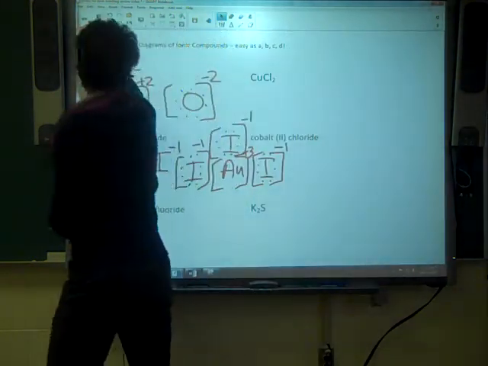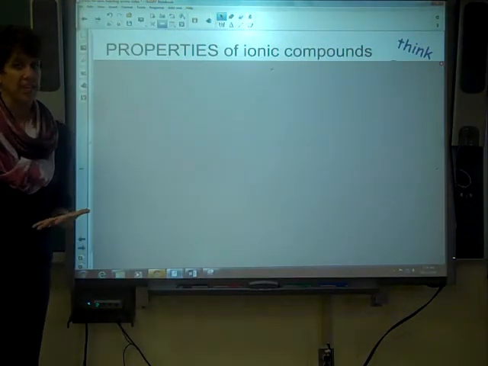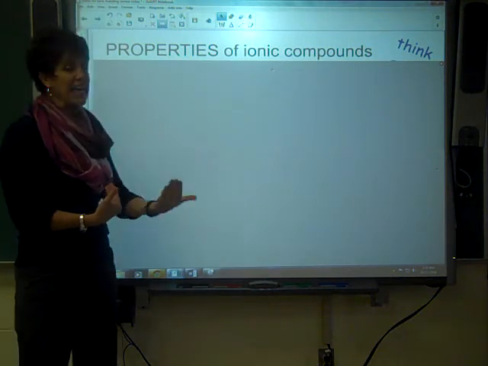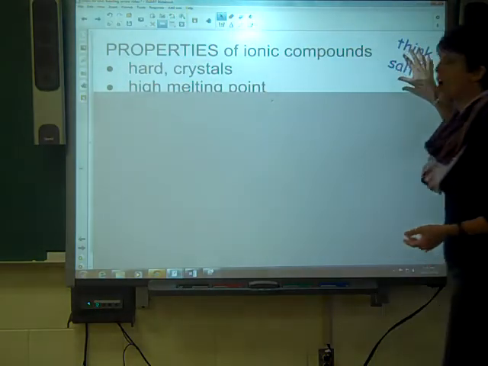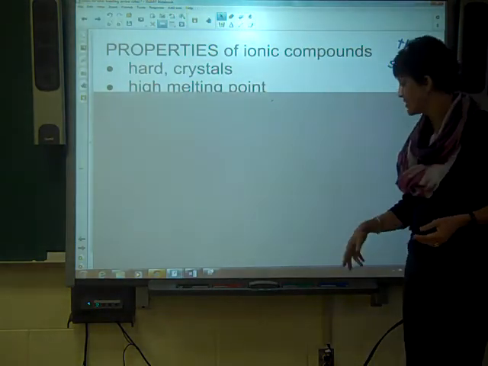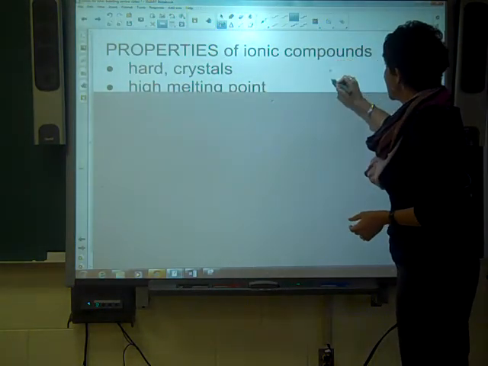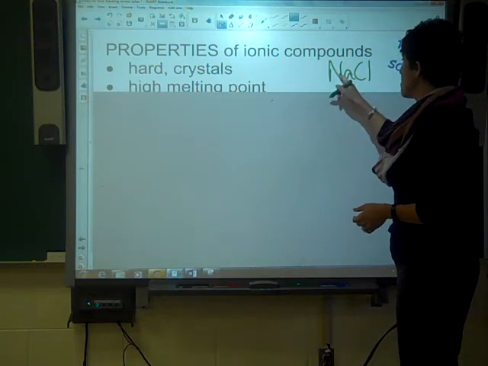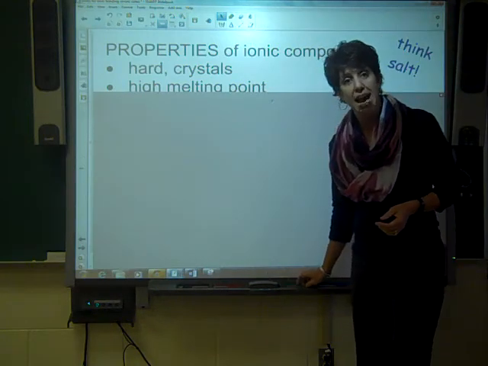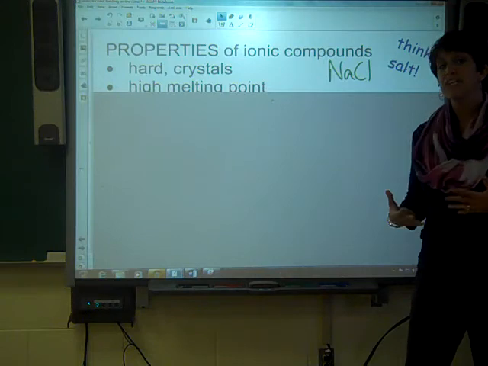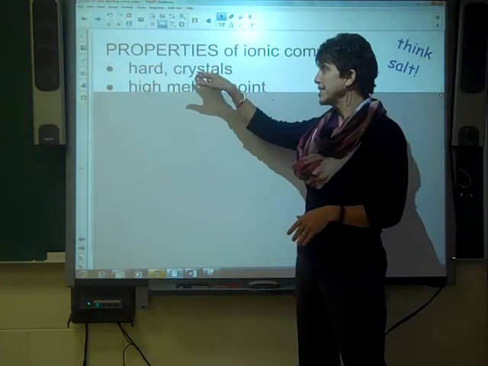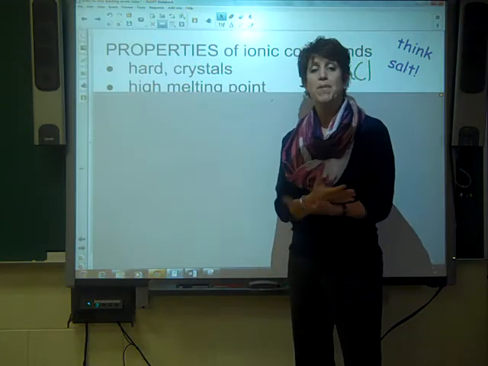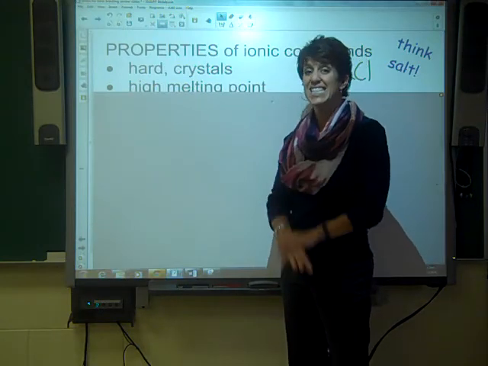All right, our last slide here today are properties. So what ways do ionic compounds behave? And I wrote over here, think salt. Salt is a perfect example. NaCl is a metal transferring electrons to a nonmetal, so it behaves in a very specific way, and you can picture salt. Salt is hard, crystals, and when I say hard, I automatically am assuming it is a solid.